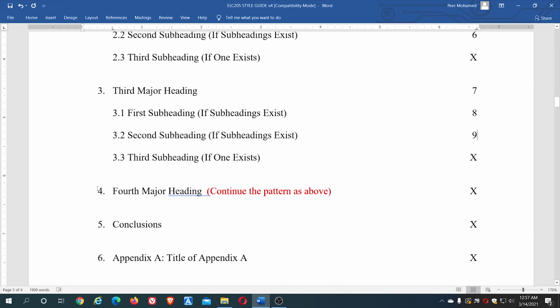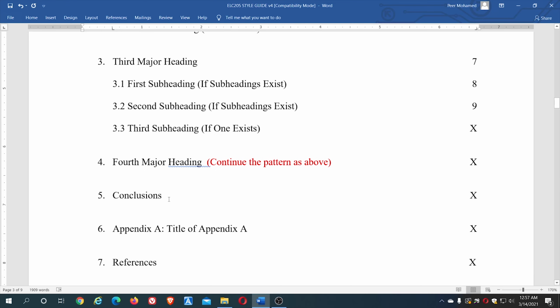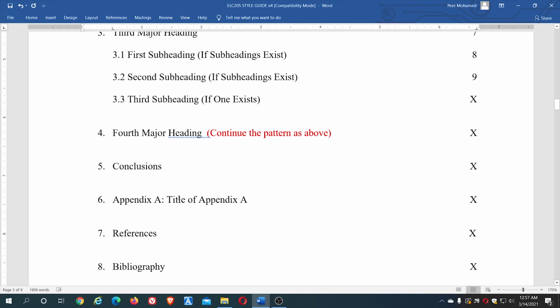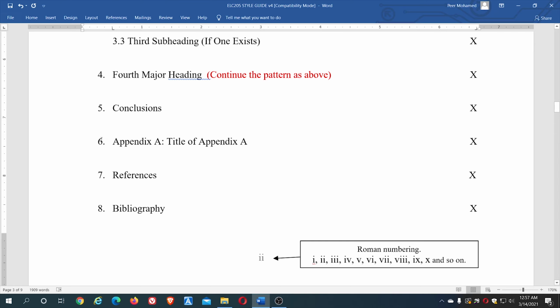And number 4 is the fourth major heading, your fourth chapter. Same, 4.1, 4.2, 4.3, and you will put the page number here. And the last one, chapter 5, is the conclusion. That is the end part of the report. And the next, number 6, is the appendix.